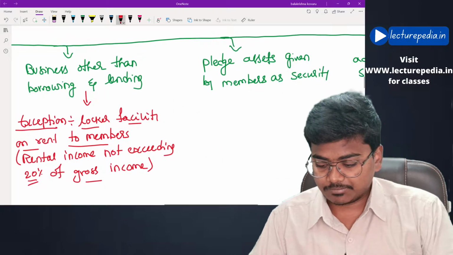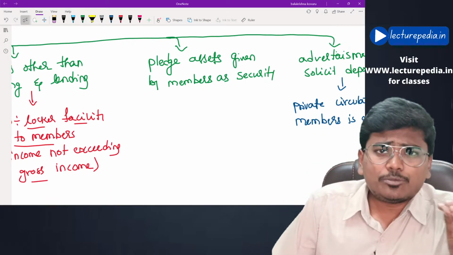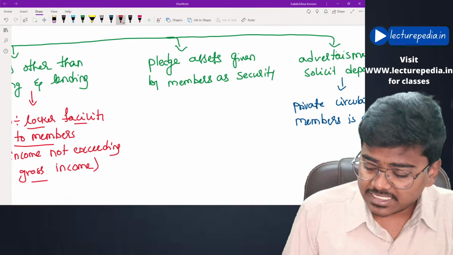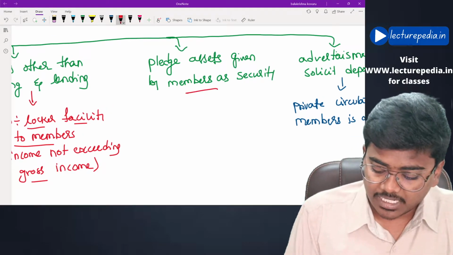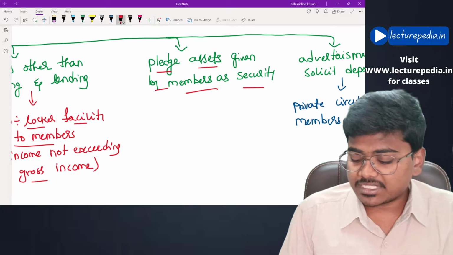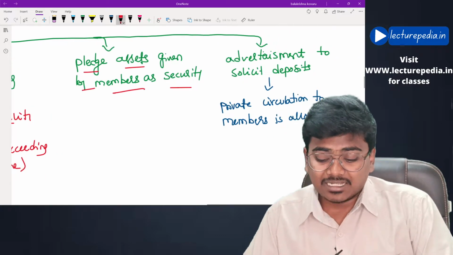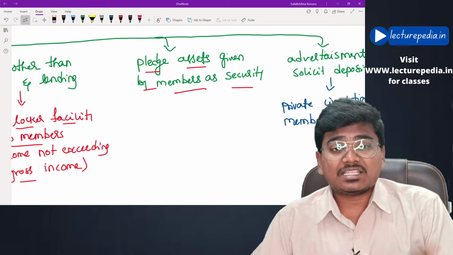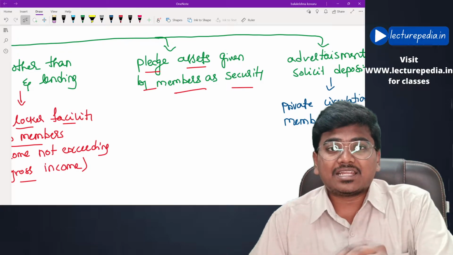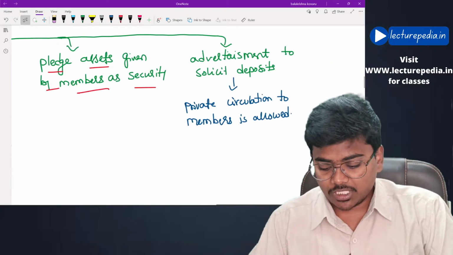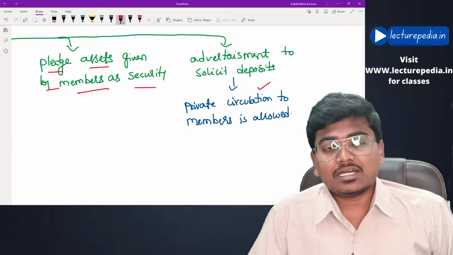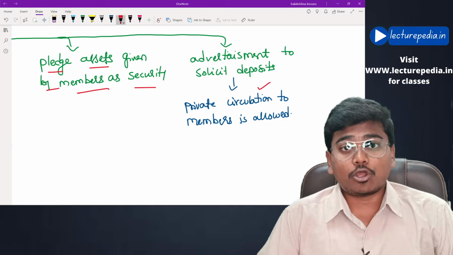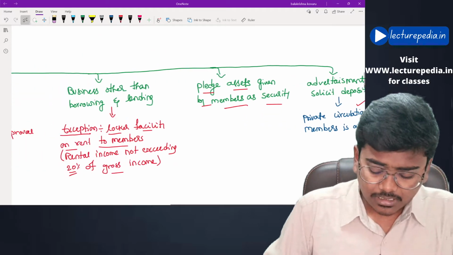So this is clear. And Nidhi cannot pledge the assets that have been given by members as a security. Okay, Nidhi cannot pledge assets given by members as a security. And Nidhi cannot also put up advertisements for soliciting the deposits. However, it can privately give information. Okay, it can privately circulate the information to the members relating to the deposits, but advertisement is prohibited. These are some of the restrictions.